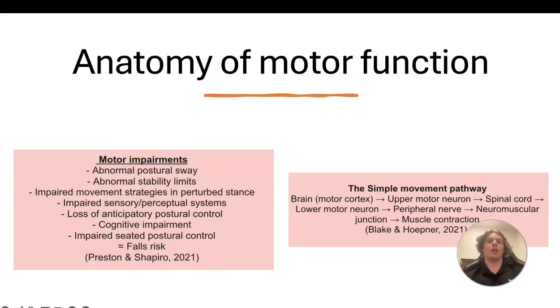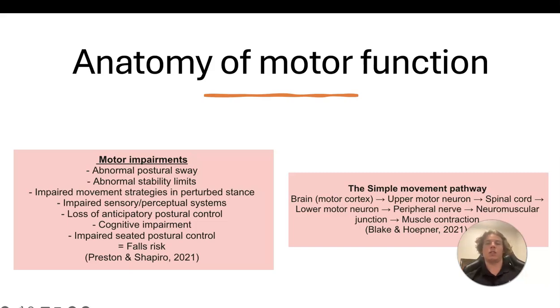Now, we investigate motor impairment. We must start with the anatomy and physiology of how a movement occurs. It all starts in the motor cortex. This is where voluntary movements are planned and initiated. From there, the signal travels down the brainstem and the spinal cord. Most of these nerve fibers cross over at the medulla oblongata, which is why the left side of the brain controls the right side of the body.